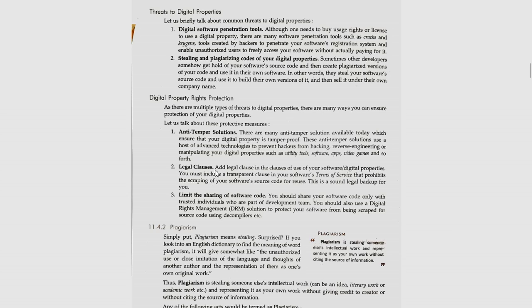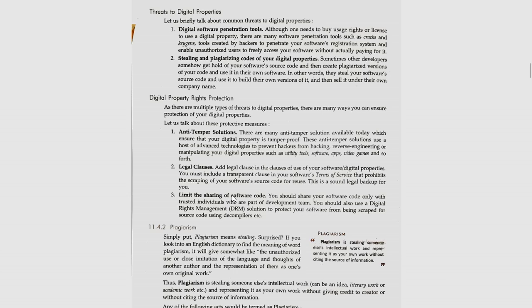Next thing, the legal clauses. In the clauses of your use of your digital software properties, you must include a transparent clause in your software terms of service that prohibits the scraping of your software source code for reuse. So you can give a legal clause that if you copy these source codes into your own software, you can be charged with legal action. So this is a sound legal backup for you.